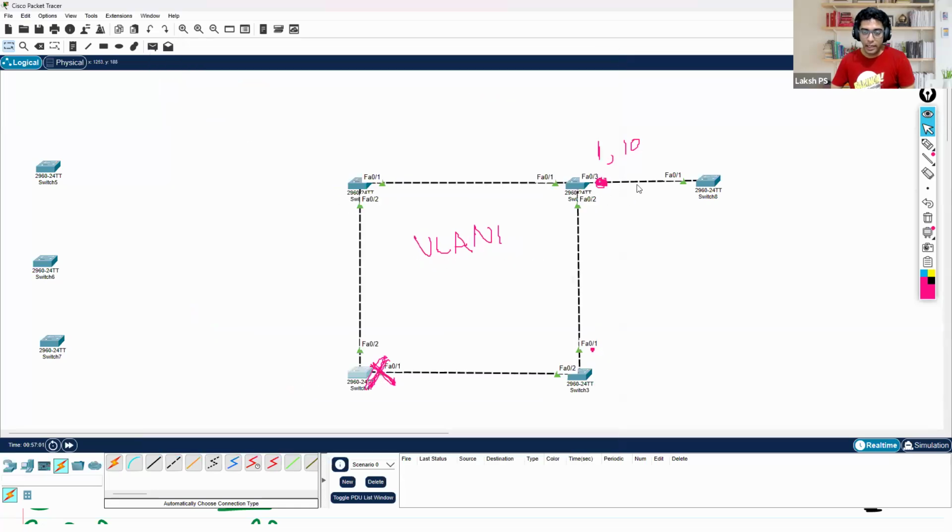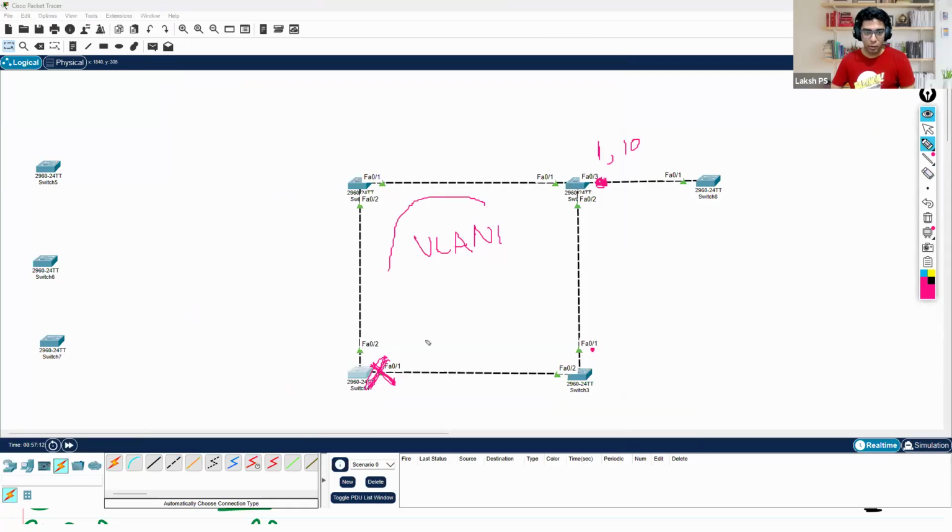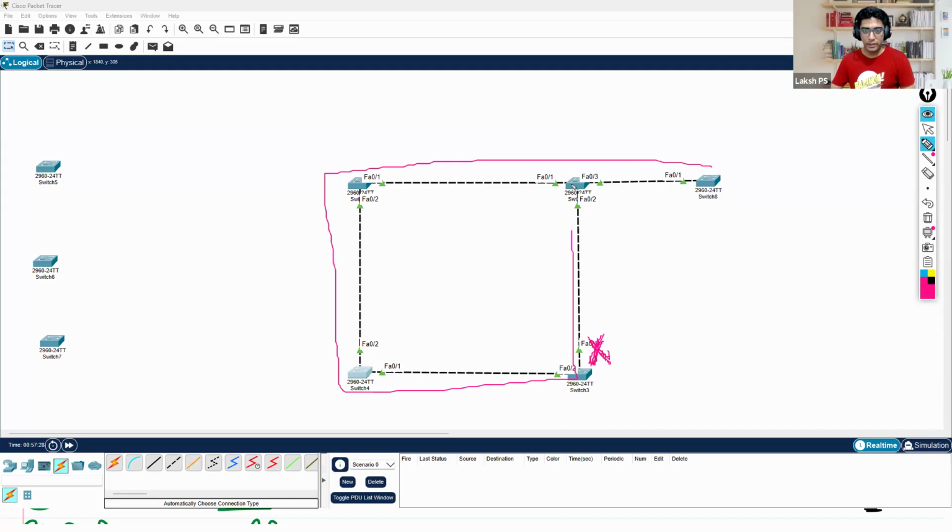Because, as I said, I introduced a new interface where I have not allowed VLAN number 10, which is also not a trunk. So your VLAN 10 is running only between this part. VLAN number 10 is only running between these four switches. So for VLAN number 10, this is a blocked interface. But VLAN number 1 is running between these 5 switches like this. Okay. So for VLAN number 1, this has now become the blocked interface.